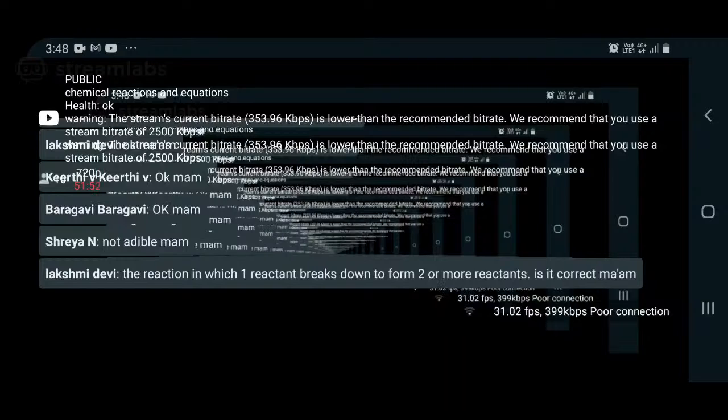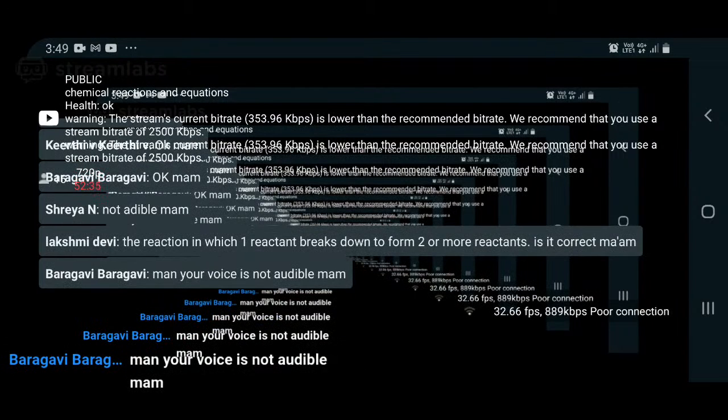No, Diksha, products. On the LHS, it is reactants. Okay? On the right side, RHS, it is products. One reactant breaks down to form two or more simpler products, not reactants.